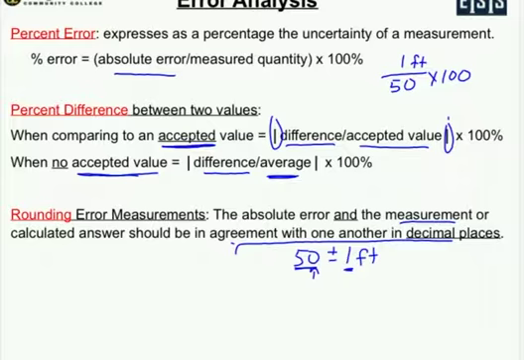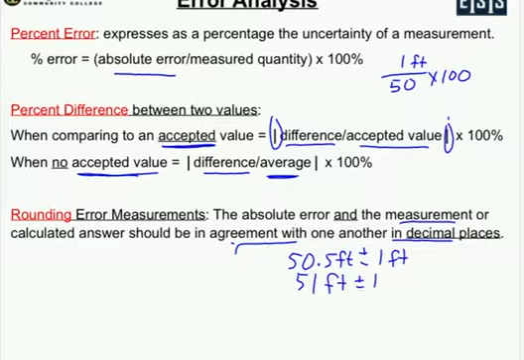If we had, say, instead, let me erase this, say we had come up with an answer of 50.5 feet plus or minus 1 foot, then we would change the 50.5 feet to 51 feet plus or minus 1 foot, so that they had the same decimal place between the measured value and your absolute error.